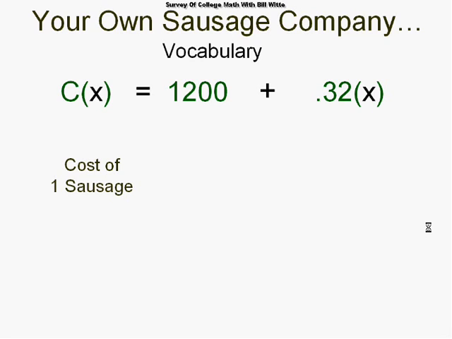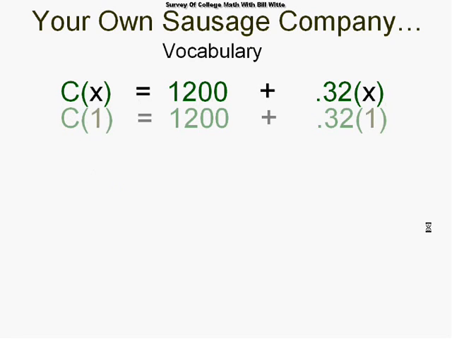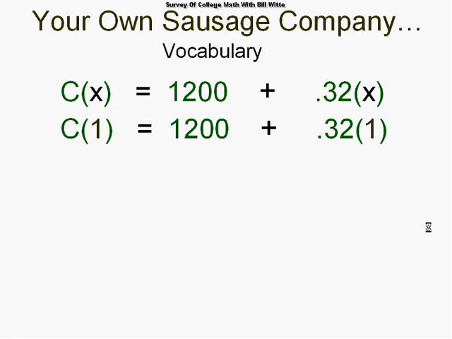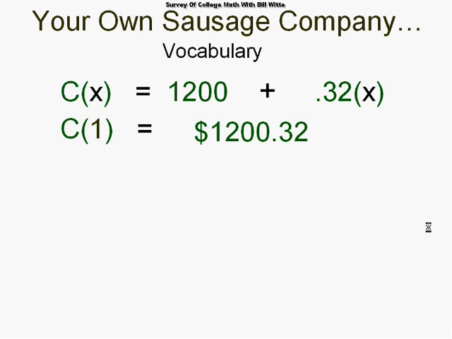If we make one sausage, you bought all that equipment for one sausage, now let's put a 1 in. You see that one individual sausage is going to cost you $1,200.32. Well, that's not going to make any sense, is it?